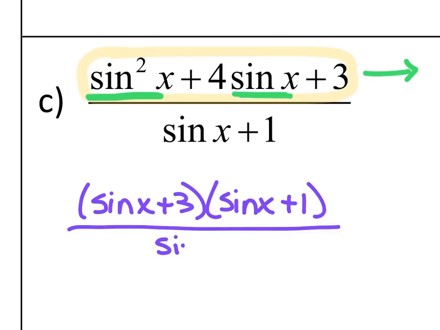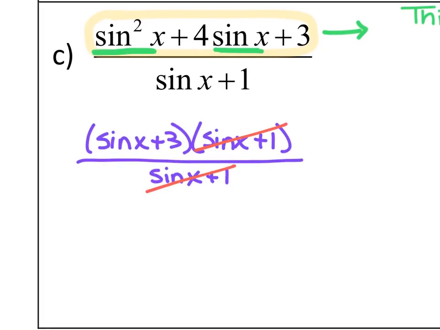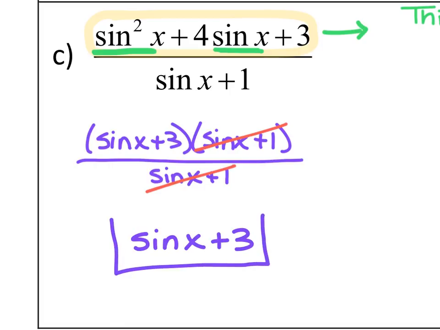The denominator is sine of x plus 1. And now you can see that we can cancel the denominator with the sine of x plus 1 factor in the numerator. And my final answer is sine of x plus 3. And yes, this has 2 terms to it, but it can't be simplified any farther. And so we're going to just stop there.